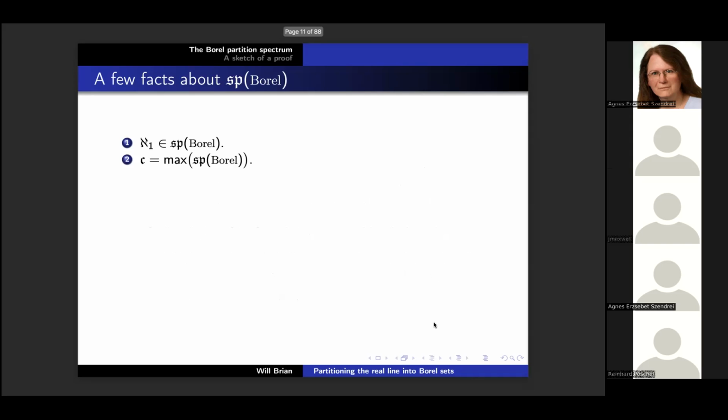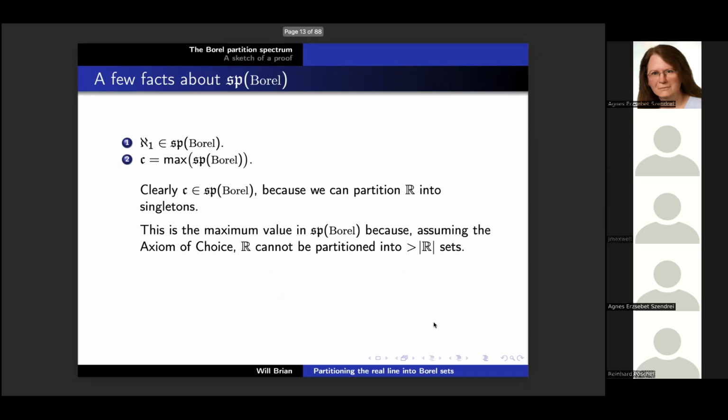All right. What else? Well, the continuum is in the Borel partition spectrum, and it's the maximum thing in the Borel partition spectrum. This is pretty obvious because you can partition the real line into singletons, and those are all Borel, and there are continuum many of them. The one other interesting thing I have to say about that is that it's kind of a funny thing. Without the axiom of choice, it is actually possible to partition the real line into more than the cardinality of the real line many Borel sets. Pretty strange, but anyway. I'm going to be assuming the axiom of choice for the entire rest of the talk. I just wanted to mention that because it's a really cool fact.